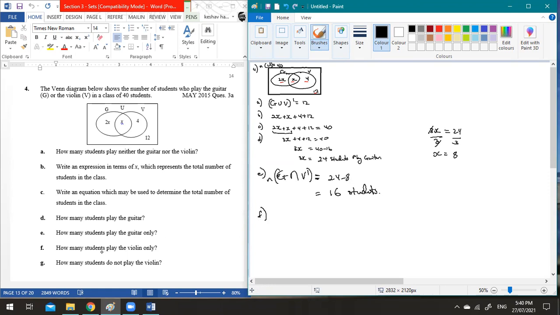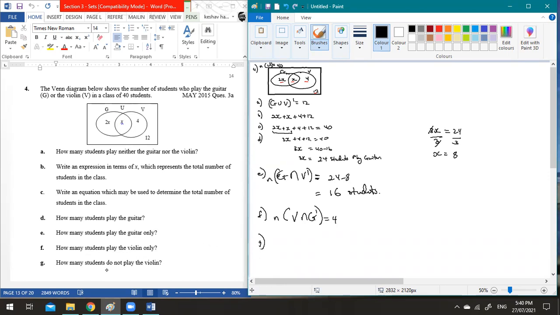F. How many students play the violin only? Well, this is straightforward. You're reading it from the playing violin only. Number of students that play violin only will be 4. So they give us that in the diagram.